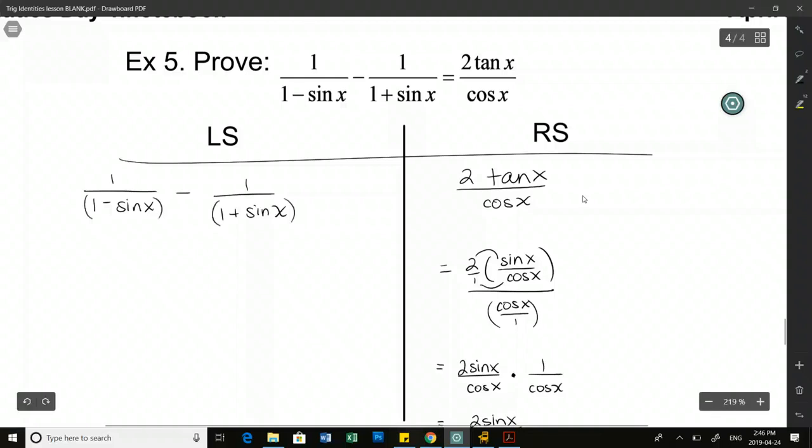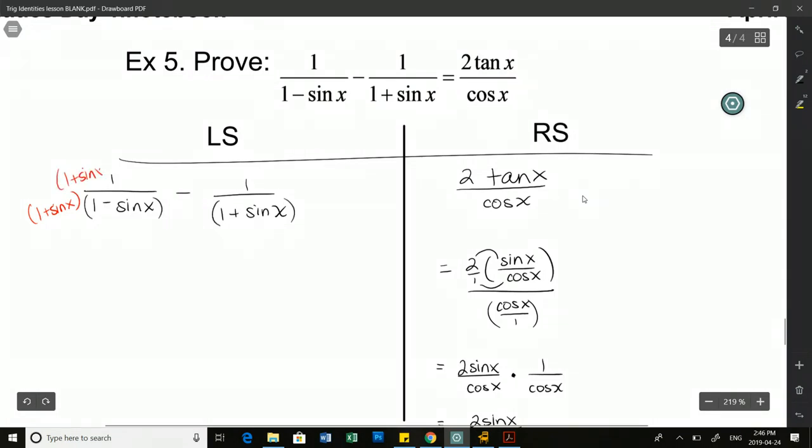Okay, so what's my common denominator between 1 minus sine x and 1 plus sine x? Sebastian? I kind of, when I have a grouping, it's the whole group or none of it. 1 plus sine x for the top and bottom. Yeah, and then just the opposite.